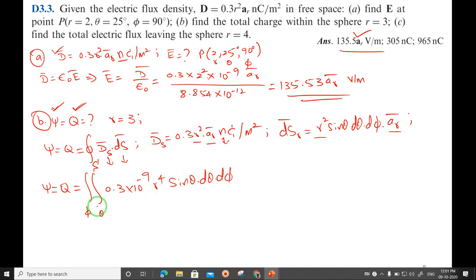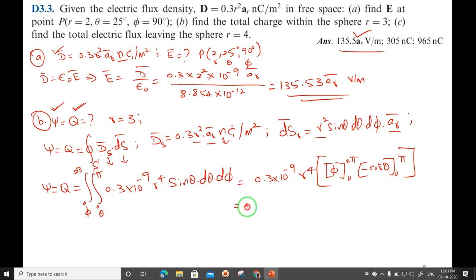Theta for spherical surface is from 0 to pi. For spherical surface, phi is from 0 to 2 pi. So take the constants outside: 0.3 into 10 power minus 9. Even r power 4 is also a constant because we are integrating with respect to theta and phi. So next integrate it. First I will integrate with respect to phi. Phi is varying from 0 to 2 pi. Next I am left with sin theta. Integration of sin theta is minus cos theta. So limits of theta is 0 to pi.